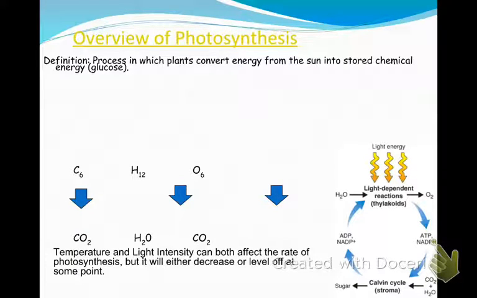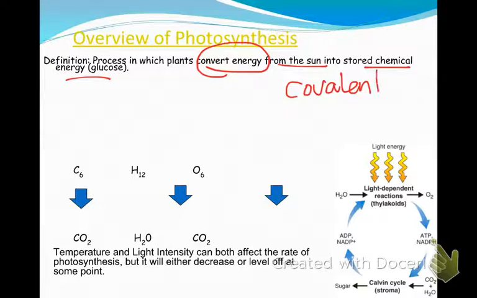Okay? So as we look at an overview of photosynthesis, in the process of photosynthesis, the plant is converting light energy from the sun into chemical bond energy. Okay, specifically covalent bond energy. And if you remember, when we create a chemical bond, it requires energy, and then chemical energy is released when a chemical bond is broken.